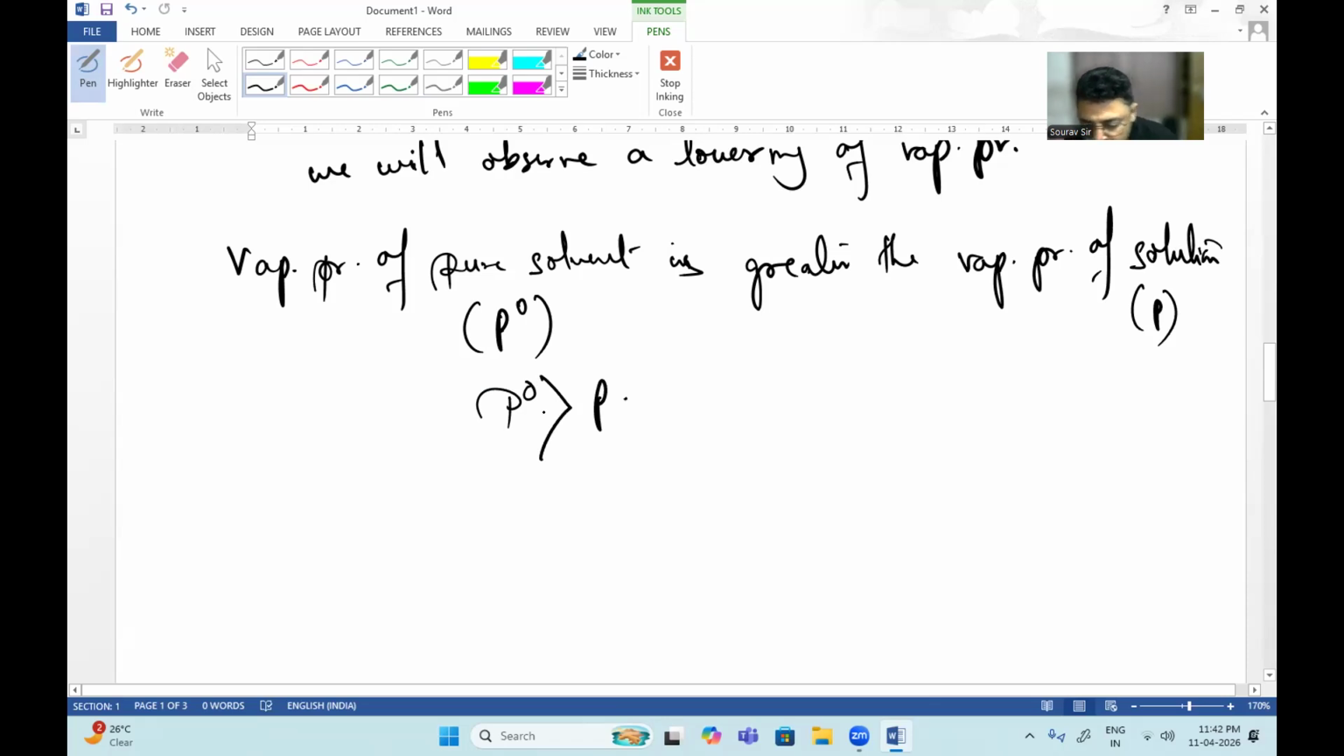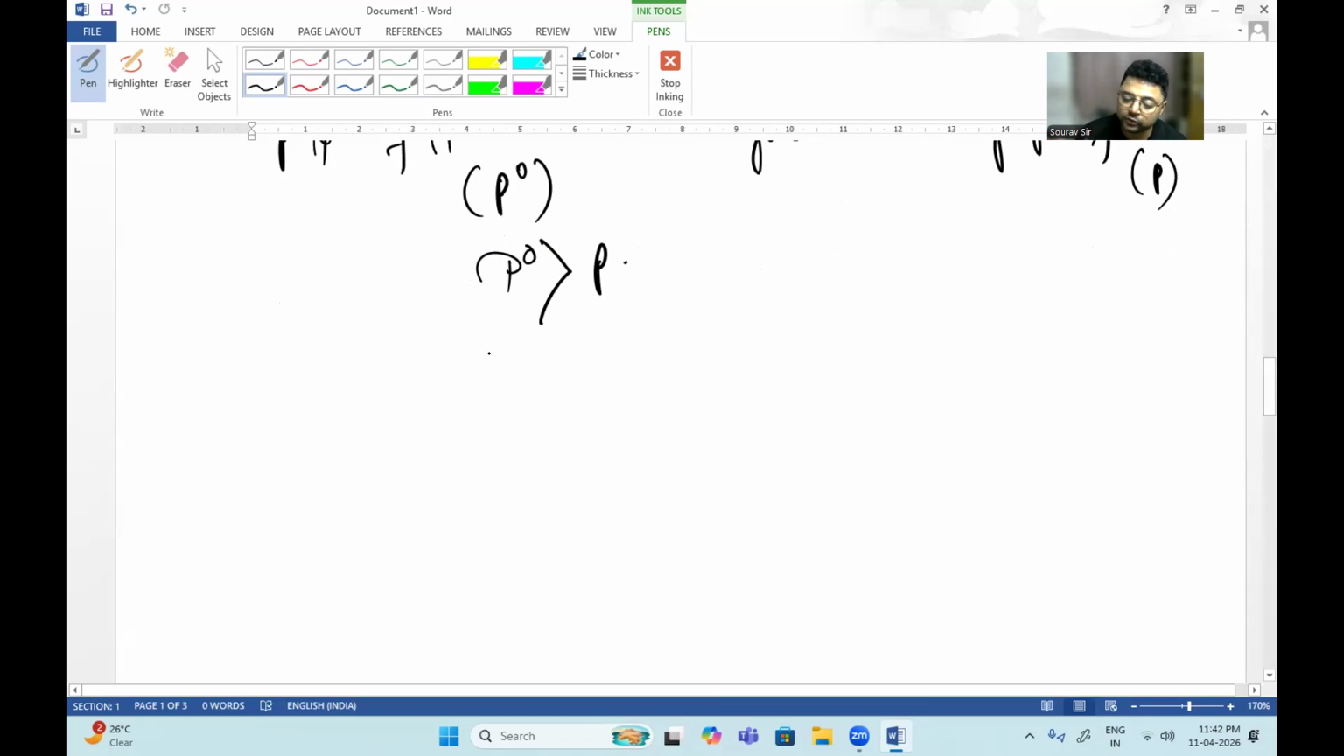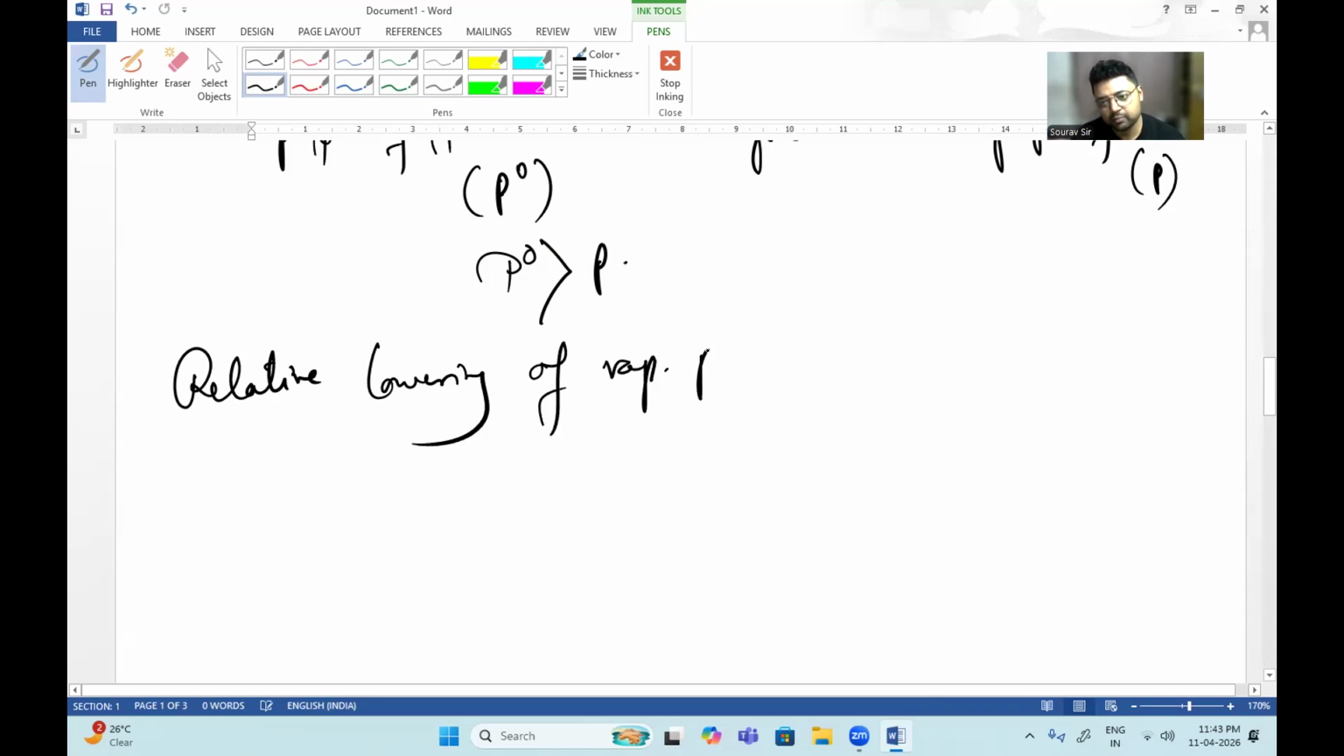Okay. Now, this P0 and P, the decreasing vapor pressure of a solvent by addition of non-volatile solute is lowering of vapor pressure, but we will not stick to the lowering of vapor pressure. We will go beyond. We will go for Raoult's law for non-volatile solutes in liquid system. This is known as relative lowering of vapor pressure.